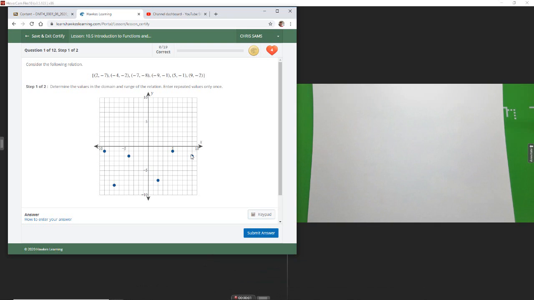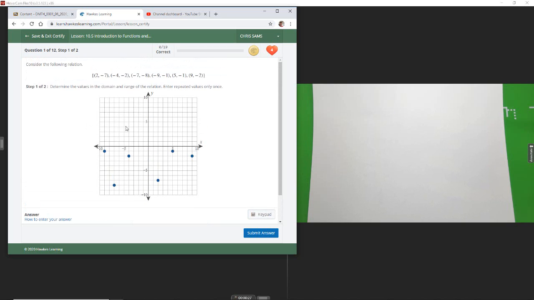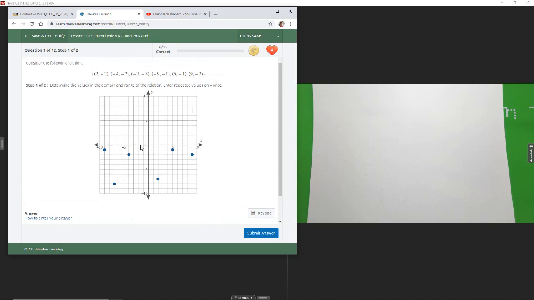All right, number one, we have two parts. It wants us to list the domain and range of the relation, and it says enter repeated values only once. So make sure if it's repeated, you only list it once. These are not in any particular order, but when I do list these, I like to go from left to right, and I don't think the order is going to make a difference here.